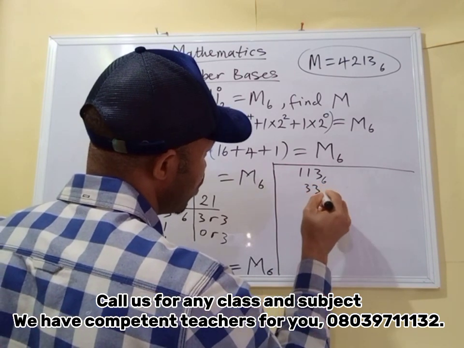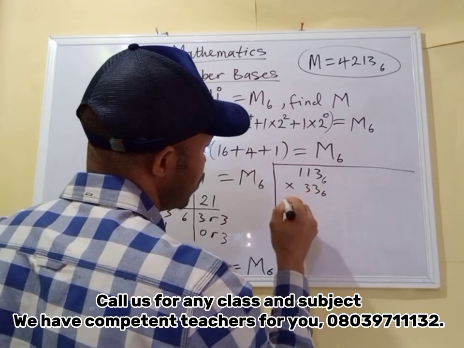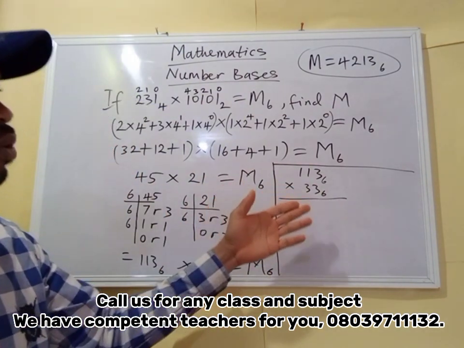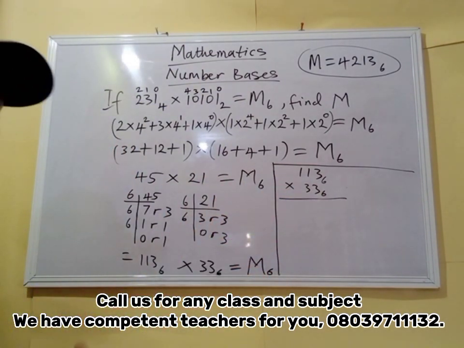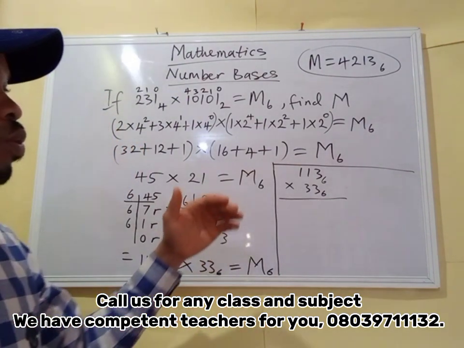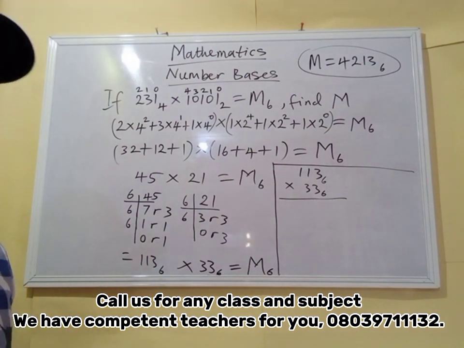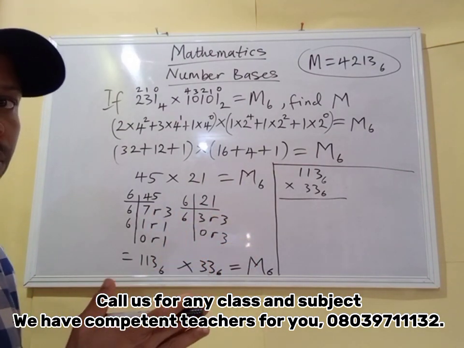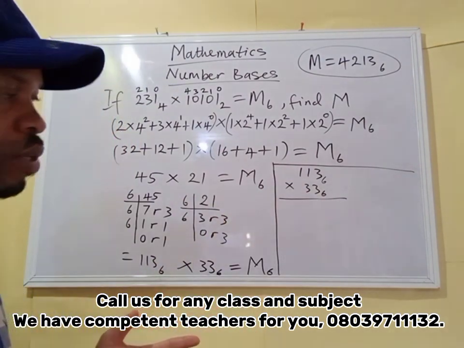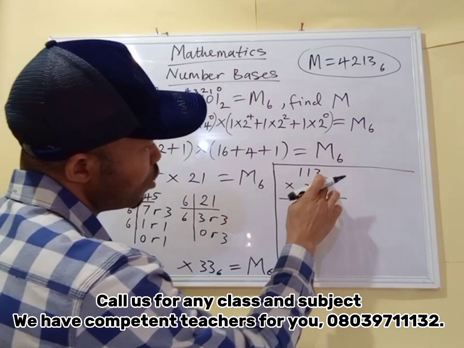Then 33 also in base 6. Do this. Alright. Now remember I said, now that we are dealing in base 6, whatever multiplication we do, whatever addition we do, we should take note of the result. If the result is up to 6, that is one bundle, move it to the other side, and whatever is left we drop.